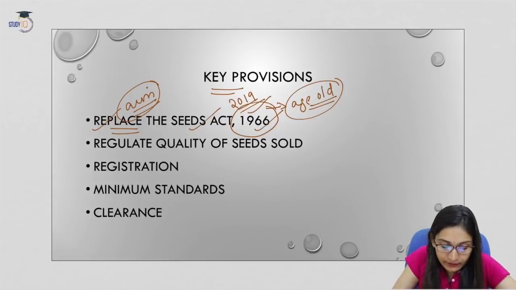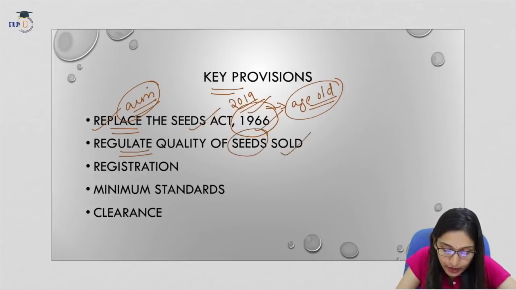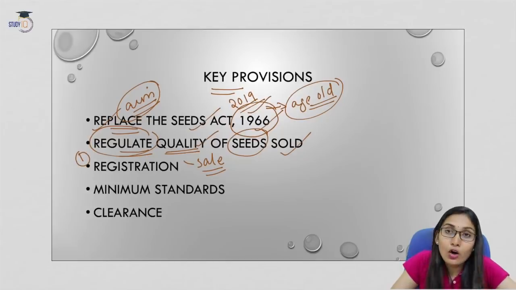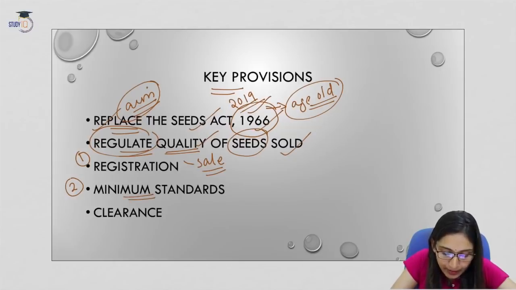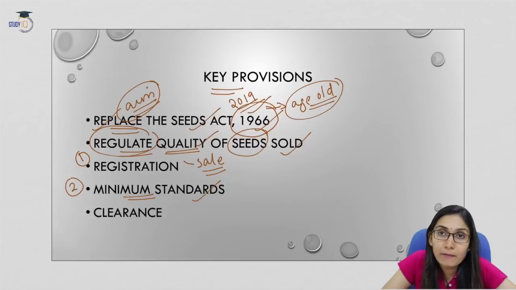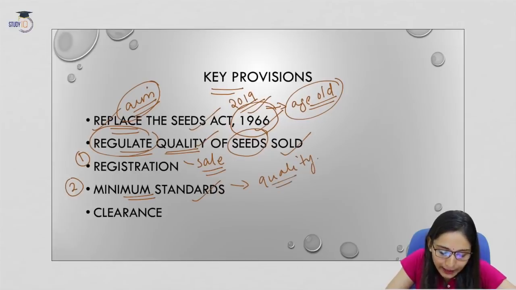Now, with this draft bill, the government is seeking to regulate the quality of the seeds sold in the market. Now, all the varieties of seeds for sale should be registered. So this is the first provision. That is, all varieties of seeds that are for sale have to be compulsorily registered. Secondly, the seeds are also required to meet certain prescribed minimum standards. So seeds should adhere to certain minimum standards. This is also to ensure the quality of the seeds. By complying with minimum standards, at least some quality can be assured.